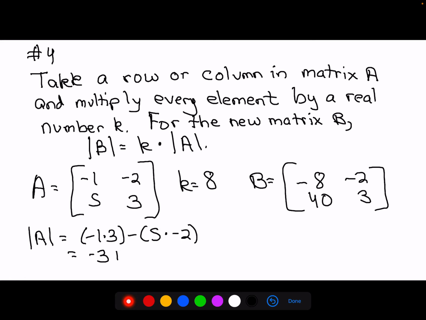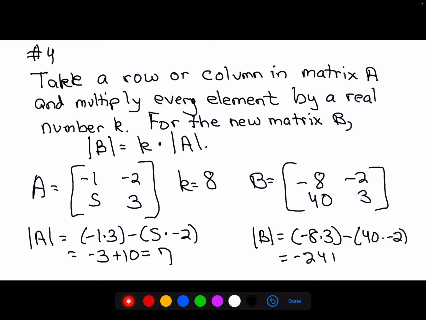Negative 3 plus 10 is 7. Then for B, the determinant, I've got negative 24 plus 80, which is 56. Notice 7 times 8 is 56. So if you take the determinant of A and multiply by that k, which is 8, you get the determinant of B.